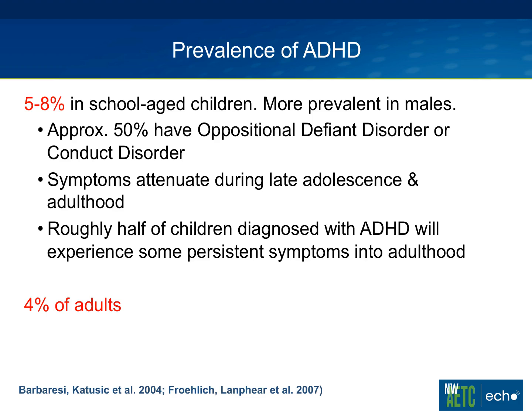The prevalence, some reports say about 5 to 8% in school-aged children. DSM-5 says 5% in school-aged children. It is more prevalent in males, about a 2 to 1 prevalence for males to females. And a big percentage of them also have oppositional defiant disorder or conduct disorder, probably about 25% have conduct disorder. The symptoms are supposed to attenuate during late adolescence and adulthood. However, about half of the children diagnosed with ADHD will experience some persistent symptoms into adulthood, which is 2%, maximum 4% of adults.